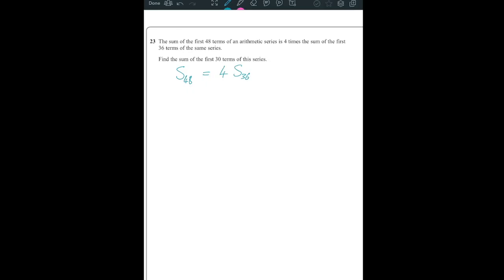But we have a formula for this S48 and this S36. It's n over 2, (2a plus (n minus 1)d). And I've done the 48 minus 1 straight away there. And that's going to be equal to 4 lots of the new n, which is now 36, over 2, (2a plus, n minus 1, this time 35d). Okay, well, I'm still not particularly happy because this has 2 unknowns and it's only one equation.